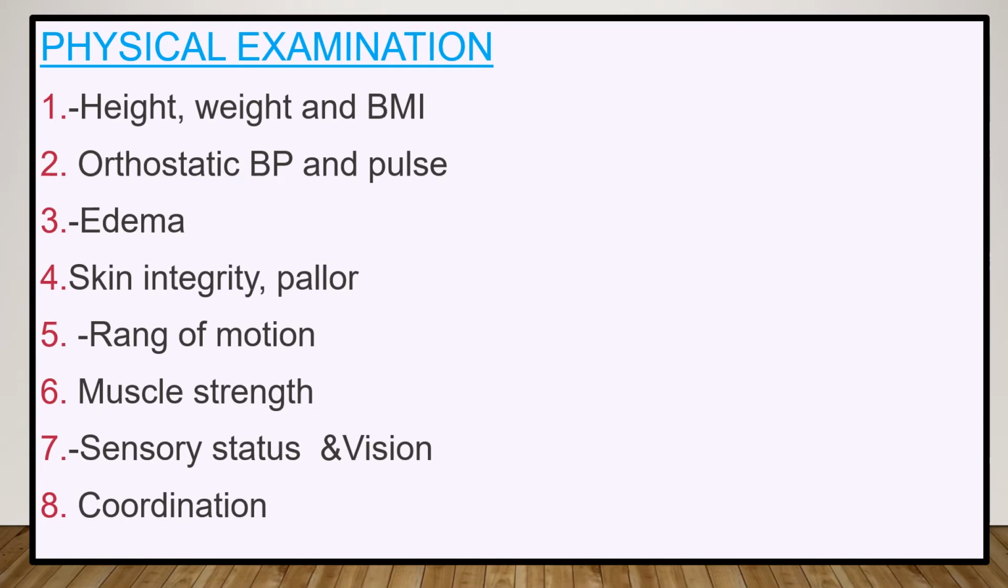Later on, we do a complete physical examination, which is a very important part of the comprehensive geriatric assessment. We evaluate the height, the weight, the body mass index. We measure the vital signs: the blood pressure, the temperature, the pulse, the respiratory rate. We make a special concentration on the orthostatic blood pressure, because the elderly are usually exposed to orthostatic hypotension, which increases the incidence of falls and fractures.